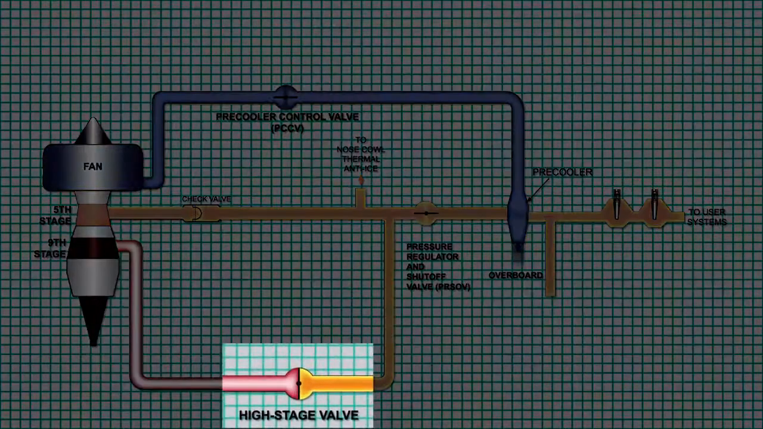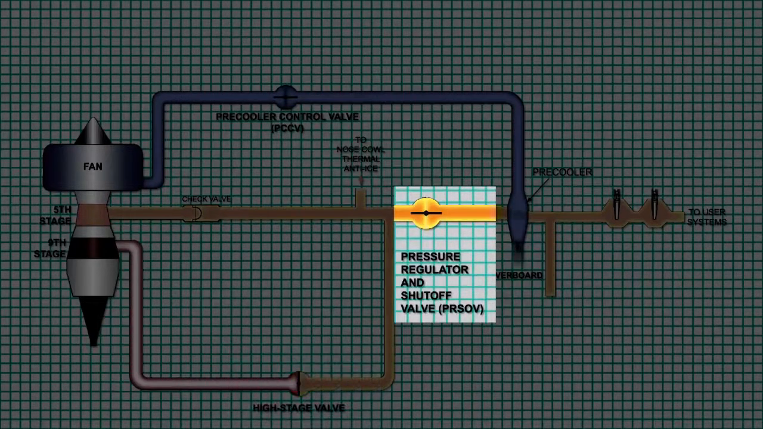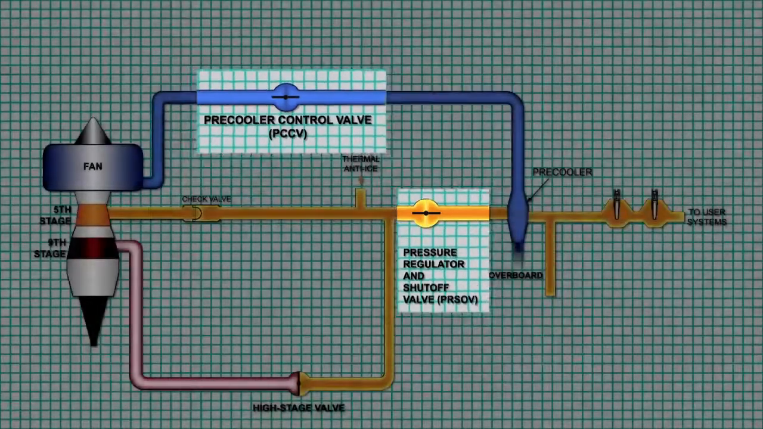The high stage valve, or HSV, and the pressure regulating and shutoff valve, or PRSOV, work together to control bleed air pressure. And the PRSOV and the pre-cooler control valve, or PCCV, work together to control bleed air temperature.